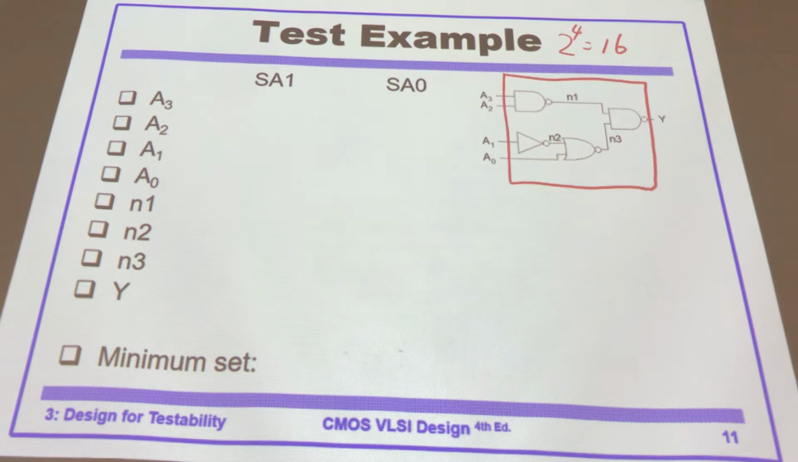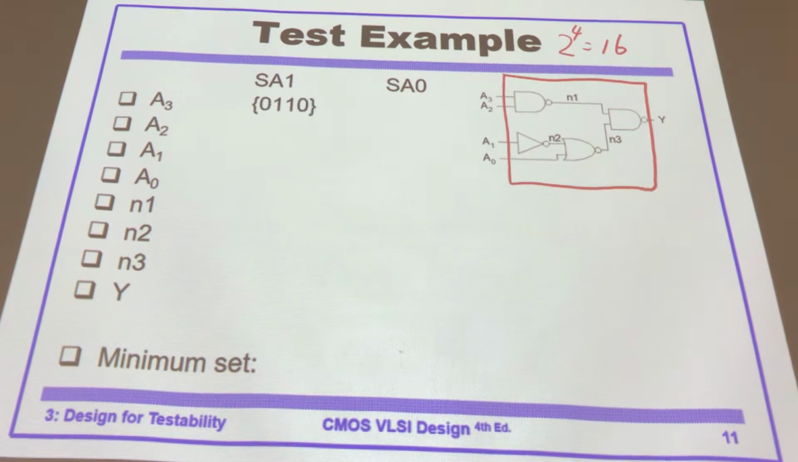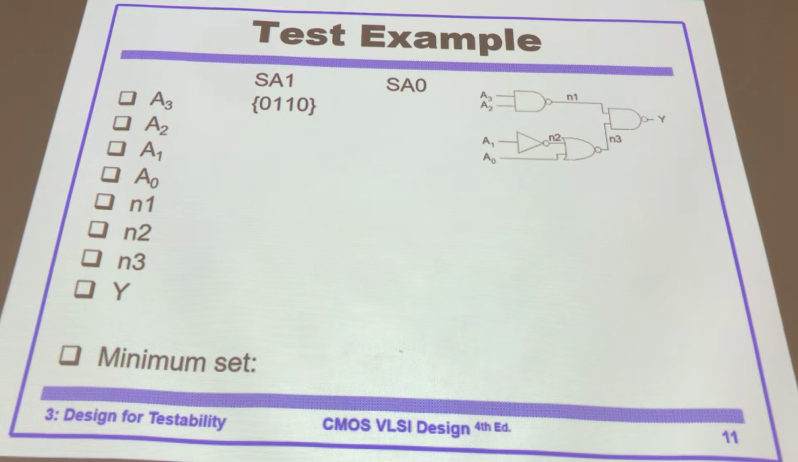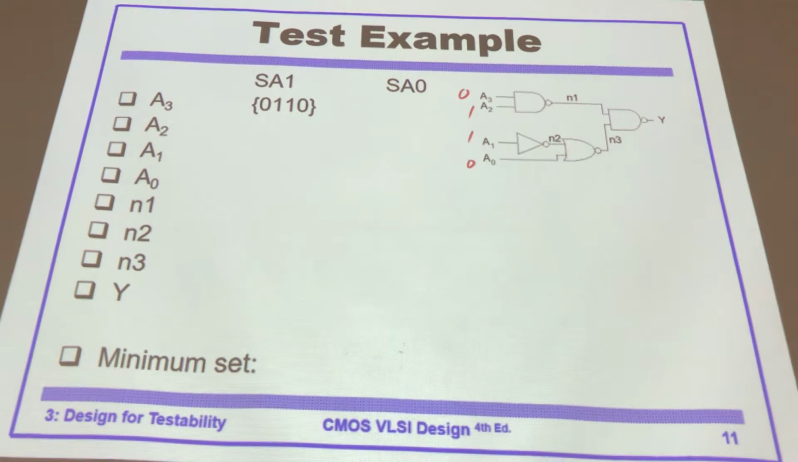Alright, so for example, A3 is one of the inputs. How do you know if the chip has a stuck-at 1 fault in A3? How do you test it? We feed 0110. Why? For input 0110, we should be able to tell that if there's a stuck-at 1 fault in A3, then the chip will not pass the test.